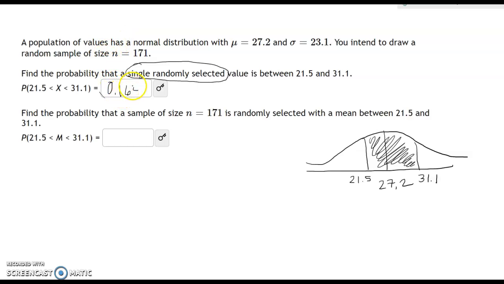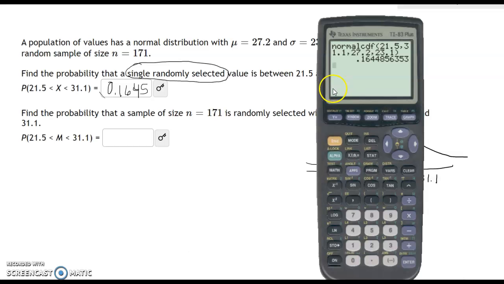There we go. That's 4 and 5. Okay, so how does that change from one question to the next? The next question is: find the probability that a sample of size n equal to 171 is selected with a mean between 21.5 and 31.1. So this means we're looking at the sample means.